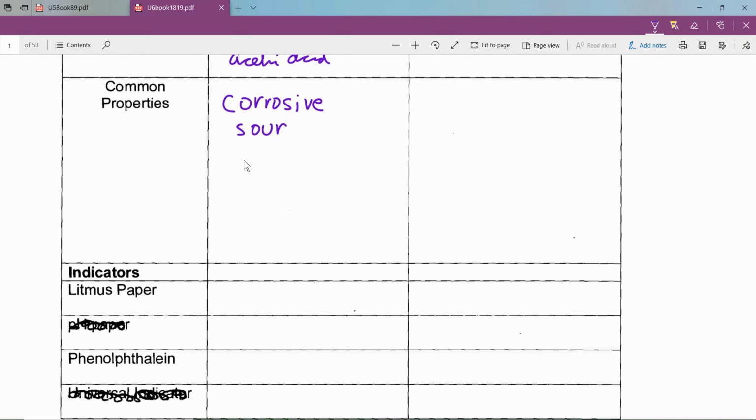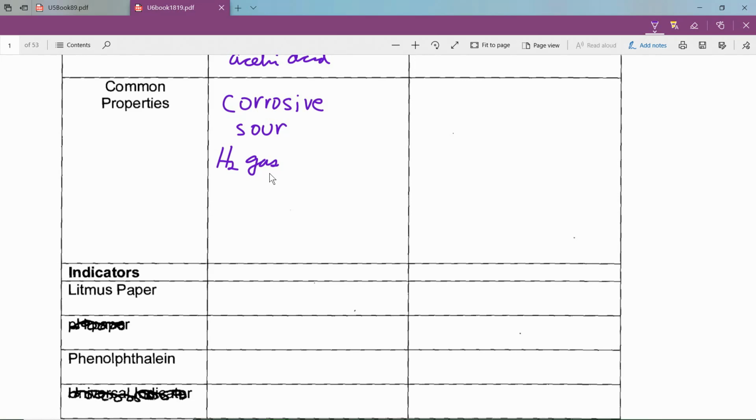Other properties of acids is that when active metals are dumped in acids, you release hydrogen gas. Not all metals, but active metals. When we talk about electrochemistry a little later in the course, we will see that.